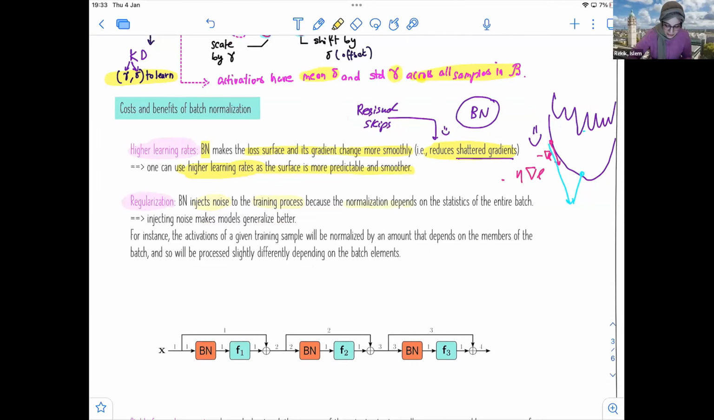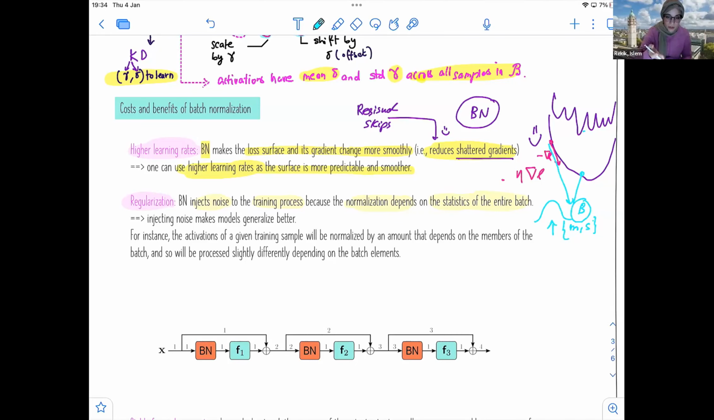Because the normalization depends on the statistics of the entire batch, right? If we have a batch B, the statistics, which are the mean and the standard deviation that we talked about, control the normalization of the H, right? So somehow the normalization depends on these statistics. It doesn't depend on universal statistics.